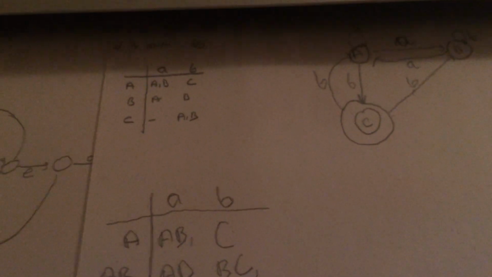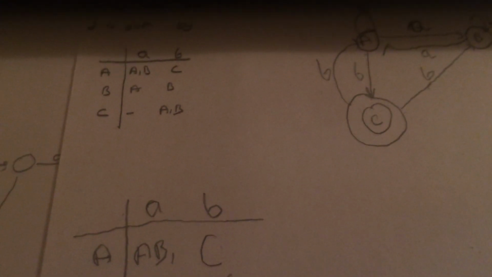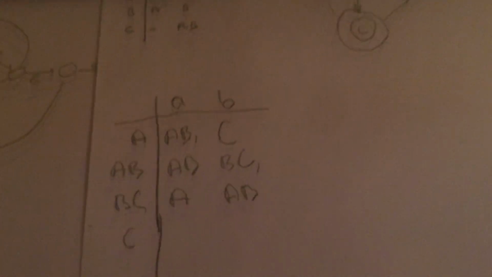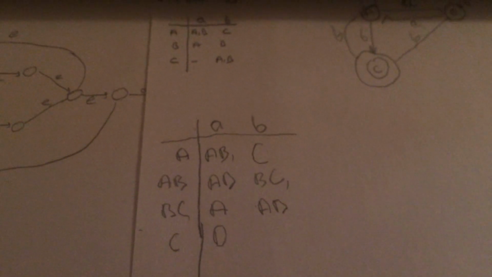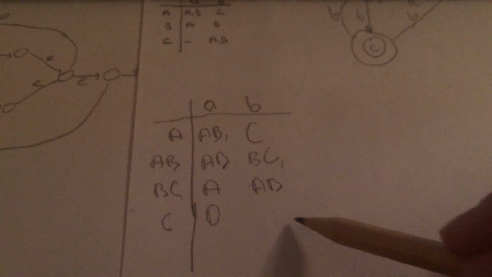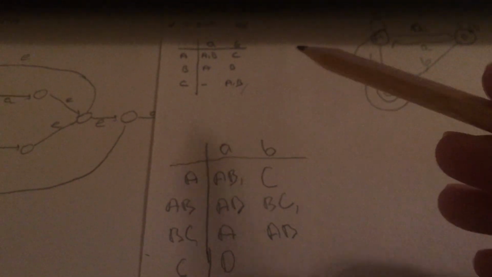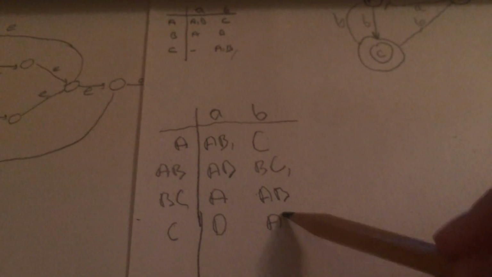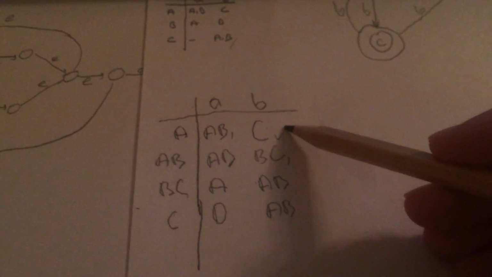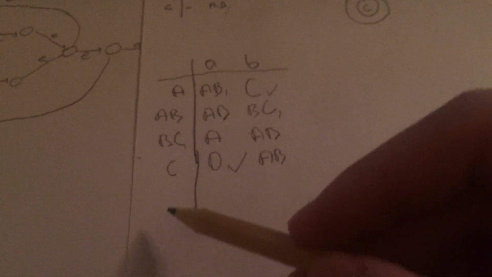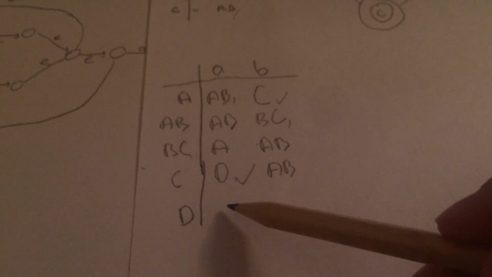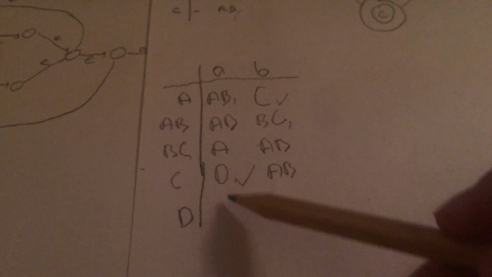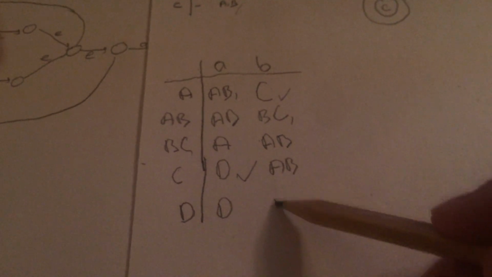C was not going anywhere with a in the first table, but this is a DFA, so it needs to go somewhere. We need to create a different state. With b it goes somewhere, so we need to write AB. We completed C, but we create another state, D. D will be our final state, but it will go to nothing, sorry, to itself. So let's put D and D.